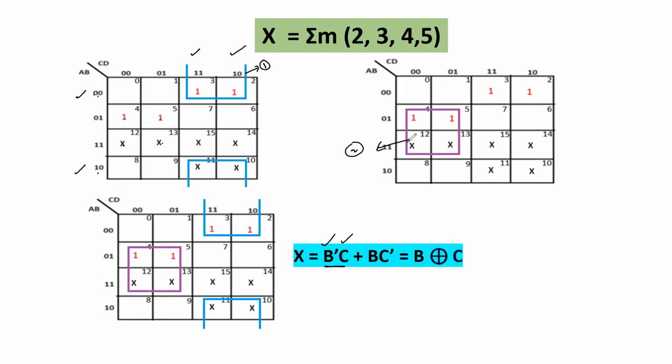In the same way for the second group, the group lies in the two rows and these two columns. So in these two rows for A 0, 1, therefore A should be neglected. Vertically for B 1, 1, therefore B normal form. Next vertically C 0, 0, therefore C dash. This is the product term for the second group. So now we should write the equivalent formula for this expression, which is equal to B XOR C.